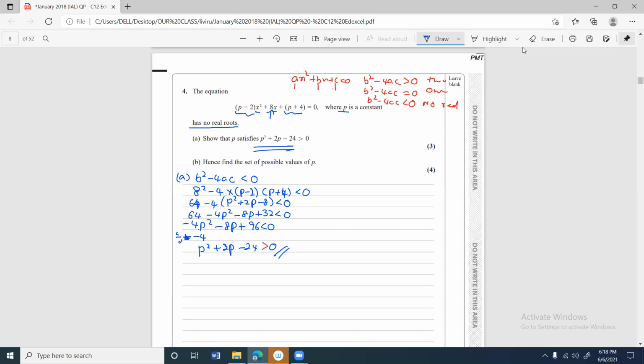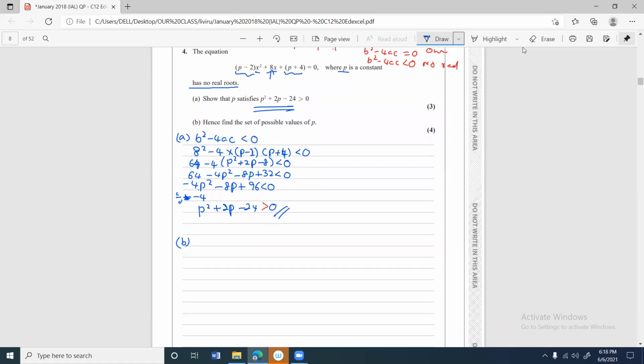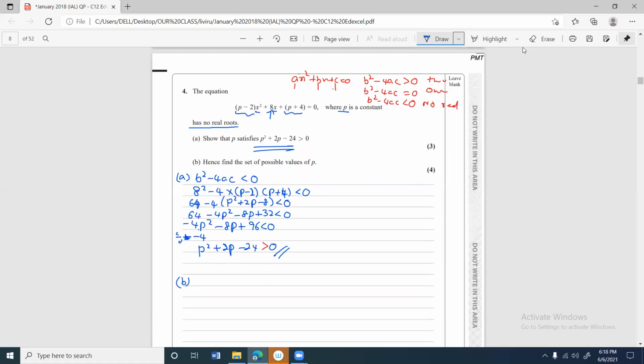Right. Okay. Then, yeah, part B. Hence, find the set of possible values for P. This is a pretty interesting and important topic that most students cannot understand. That means we need to find the range where this factor is positive. What is the range? What are the P values where this is positive?